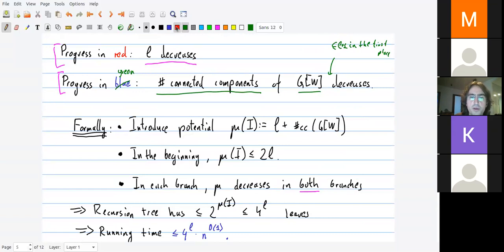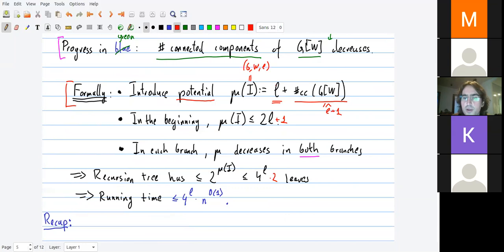Okay, so let's make this argument formal. For an instance I, which is G, W, L, where L is the budget for the remainder of the deletions, let the potential be L plus the number of connected components of G minus W. At the beginning, the potential is at most 2L plus 1, because we have L budget for the initial deletions, and the number of connected components is at most L plus 1. Now in each branch, in one branch this part of the potential decreases, and in the other branch, that part of the potential decreases. So in both branches, the potential decreases strictly.